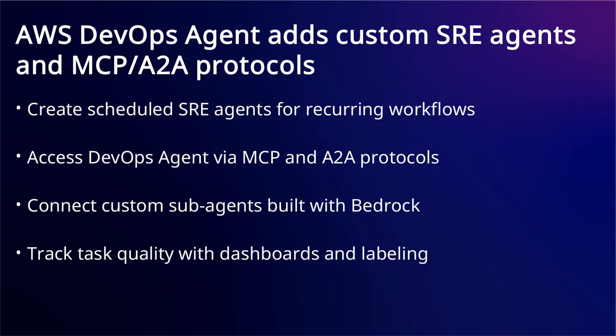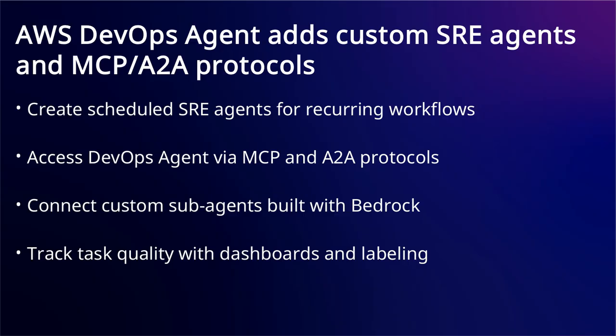You can access DevOps Agent headlessly via MCP and A2A protocols from tools like Kiro, Claude, and other coding assistants, enabling you to check production health directly from your IDE. You can extend DevOps Agent by connecting your own sub-agents built with Amazon Bedrock or third-party frameworks through A2A protocols. Finally, you can monitor and improve agent performance through human labeling and dashboards that track task quality, ensuring your automated workflows deliver reliable results.